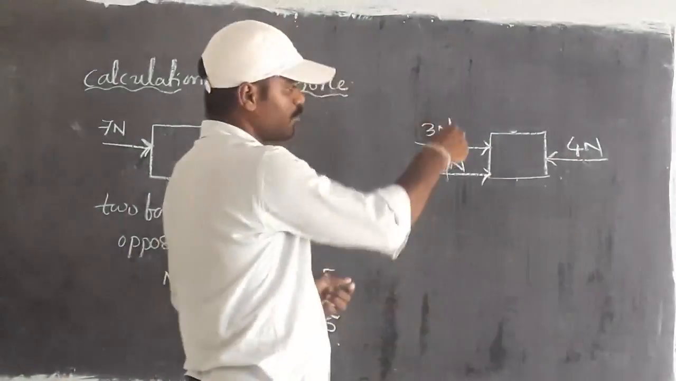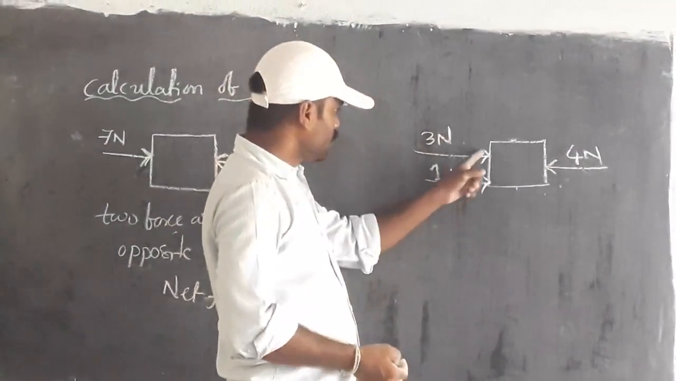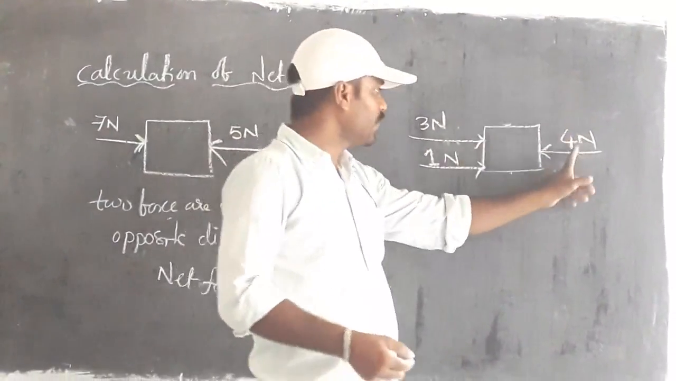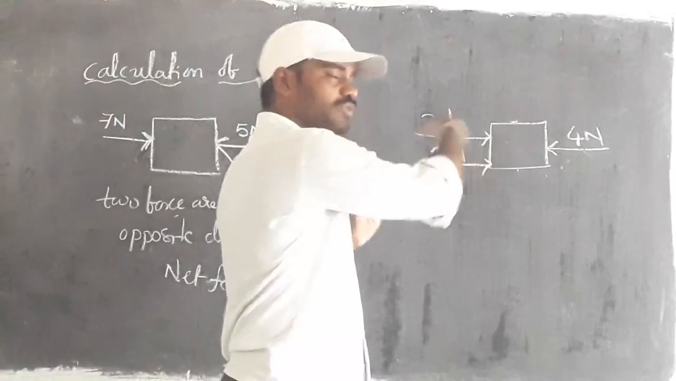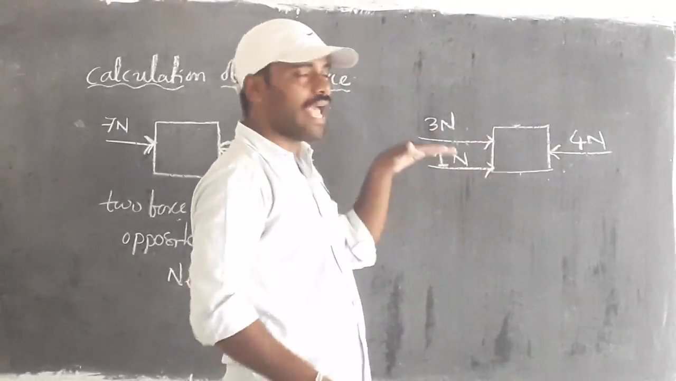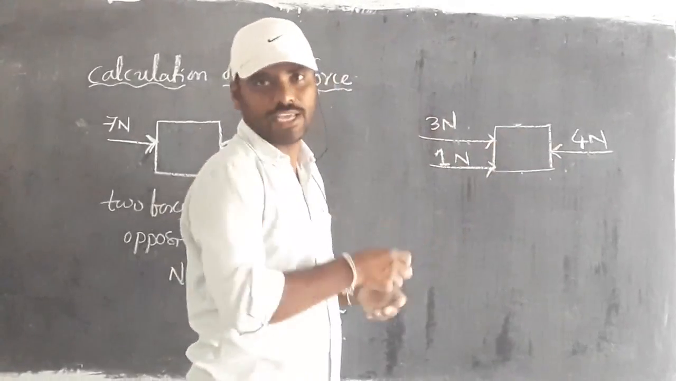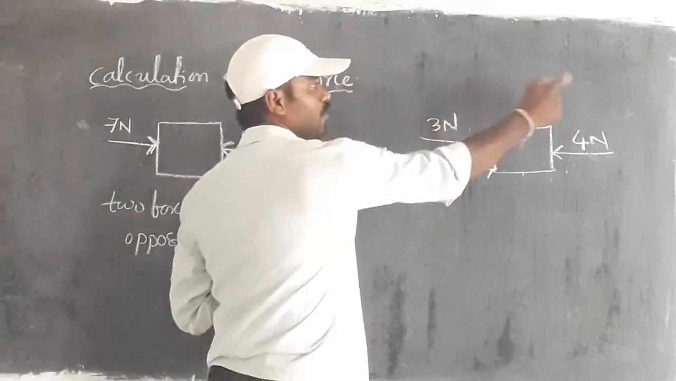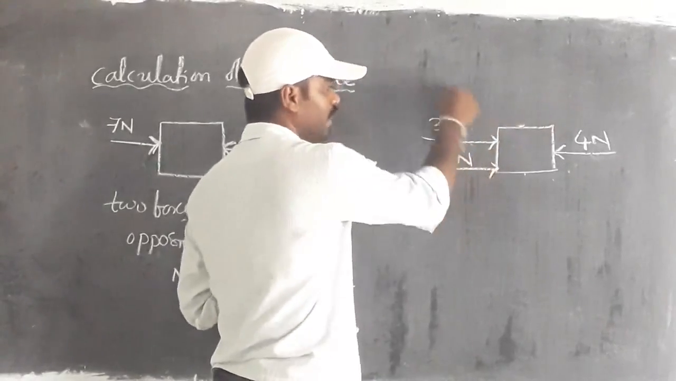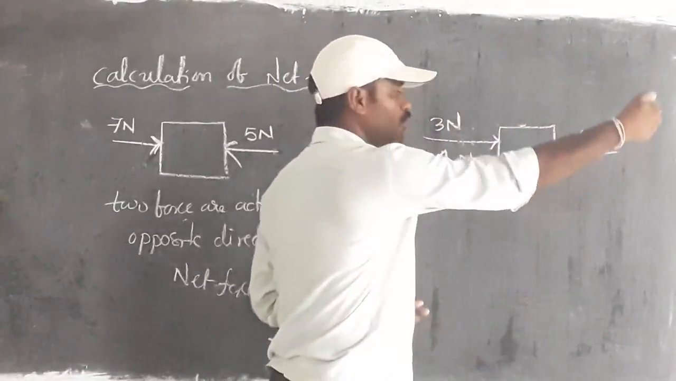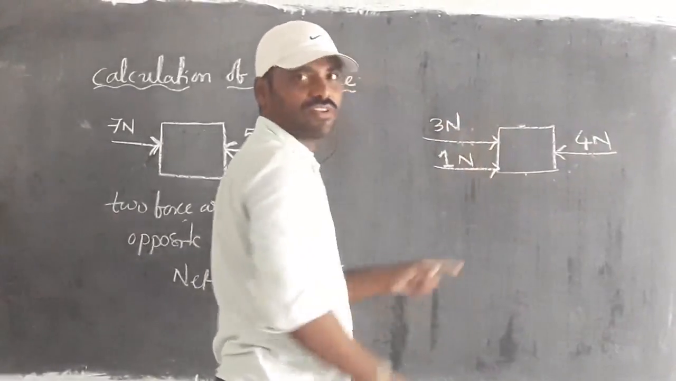Then in this problem, two forces are acting from left to right, and a 4 newton force is acting on the opposite side. In this condition, we have to take care of which forces are acting in the same direction. Here the 3 newton force and the 1 newton force are acting from left to right. For that, you have to take the addition. And this 4 newton force is in the opposite direction to these two forces. For that, we have to subtract.